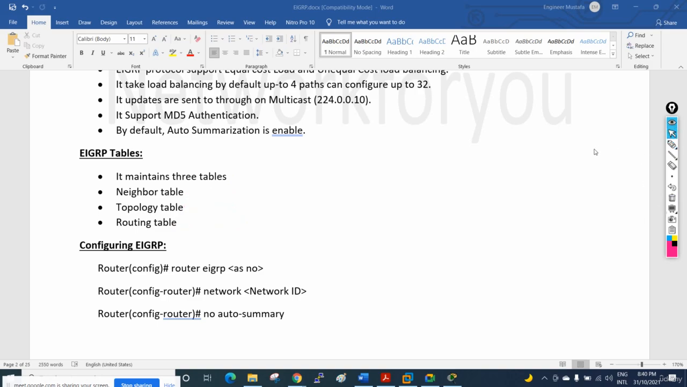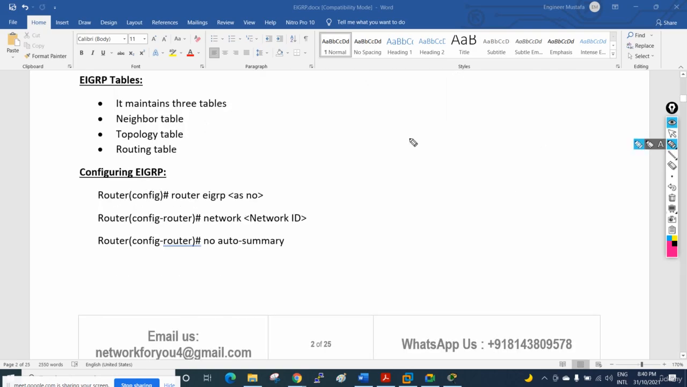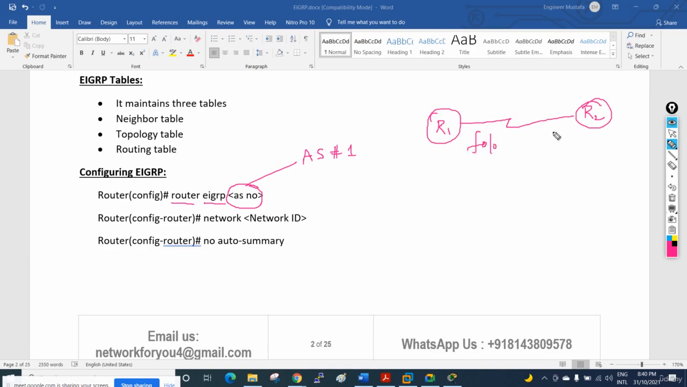How we can configure EIGRP. Same as we did before, we write router EIGRP, and here we write the AS number, the autonomous system number. If you remember, for example, R1 is connected to R2, here FastEthernet 0/0, here also FastEthernet 0/0. When we are configuring OSPF, we write router OSPF 1, and then on the interface, for example FastEthernet 0/0, ip ospf 1 area 0, like this.